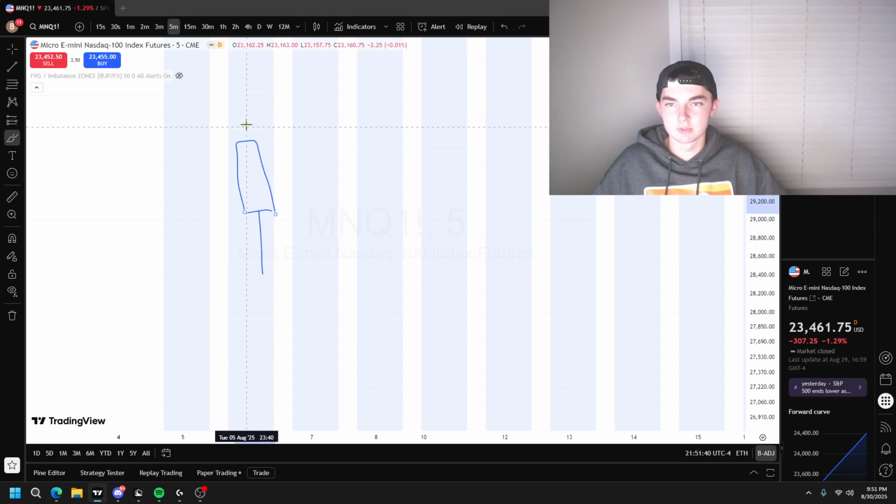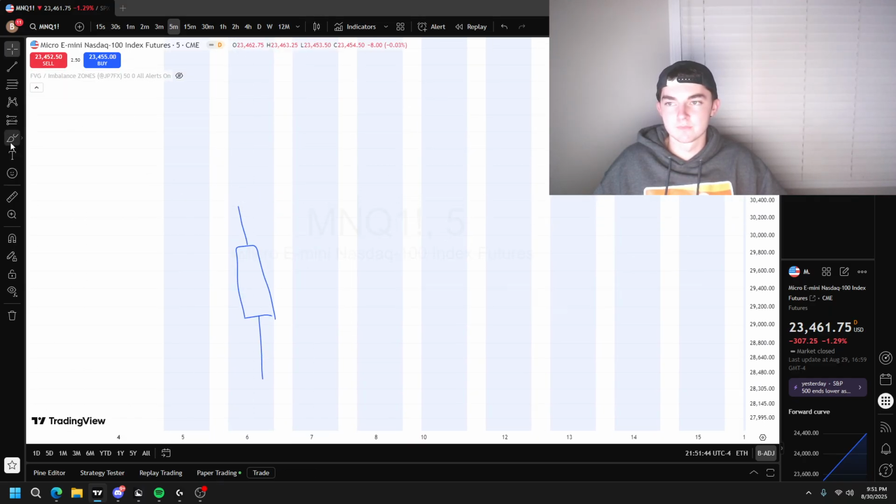Okay, so first of all, you have a candle. A fair value gap always is 3 candles. So it always consists of 3 candles to make a fair value gap, always.